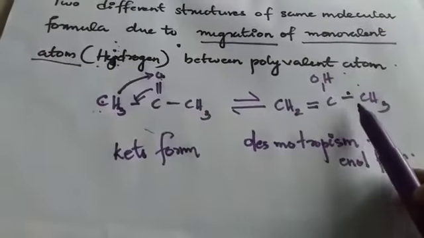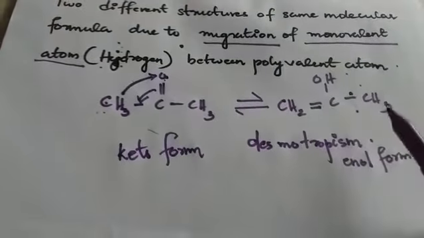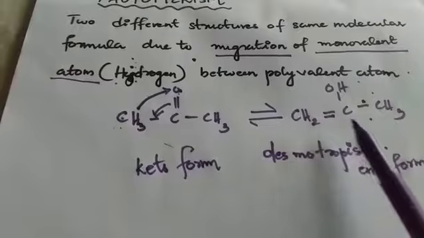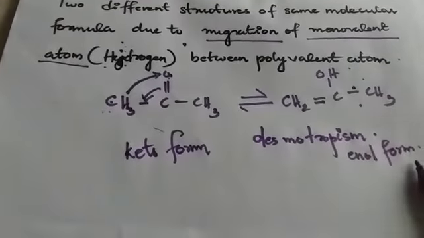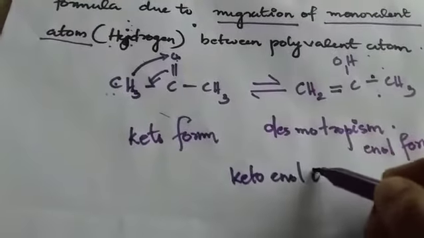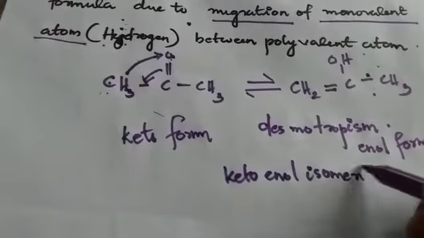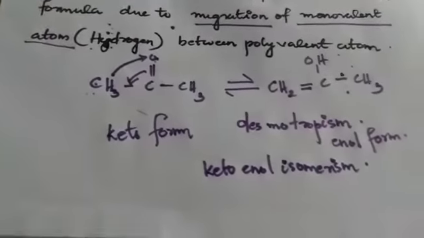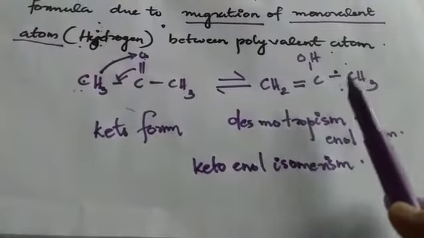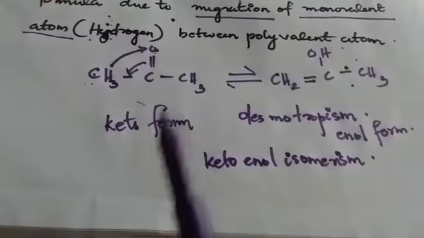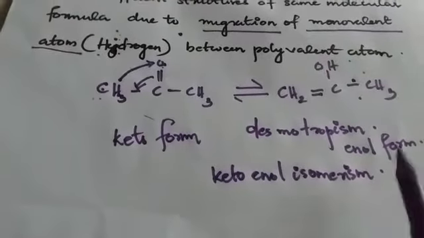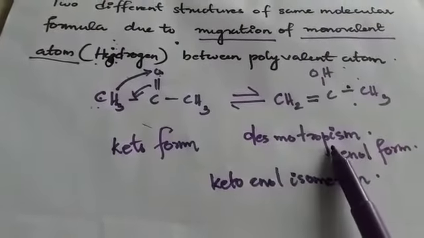This keto form can change to this enol form, and the enol form can change back to the keto form, so they are in dynamic equilibrium. So this is also known as keto-enol isomerism. This keto form can either change to the enol form or the enol form can change to the keto form. Due to this, it is known as keto-enol isomerism, and the other name of tautomerism is desmotropism.